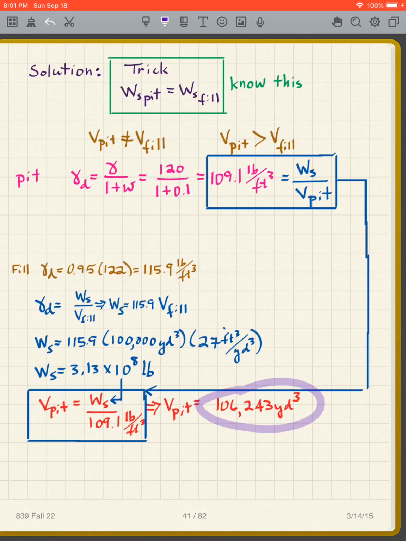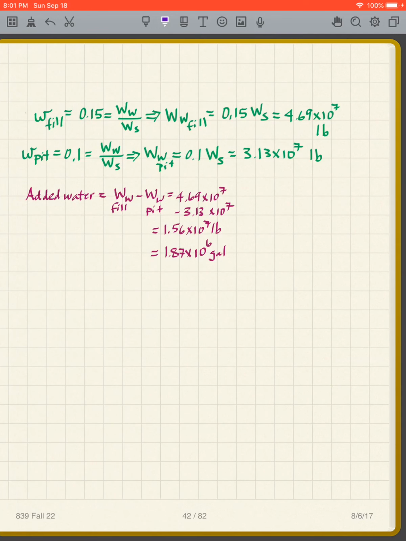And we get the volume of the pit works out to be 106,000 cubic yards. So we need 100,000 cubic yards for our fill. That means we have to take 106,000 cubic yards from our pit. You may have gotten it in feet.